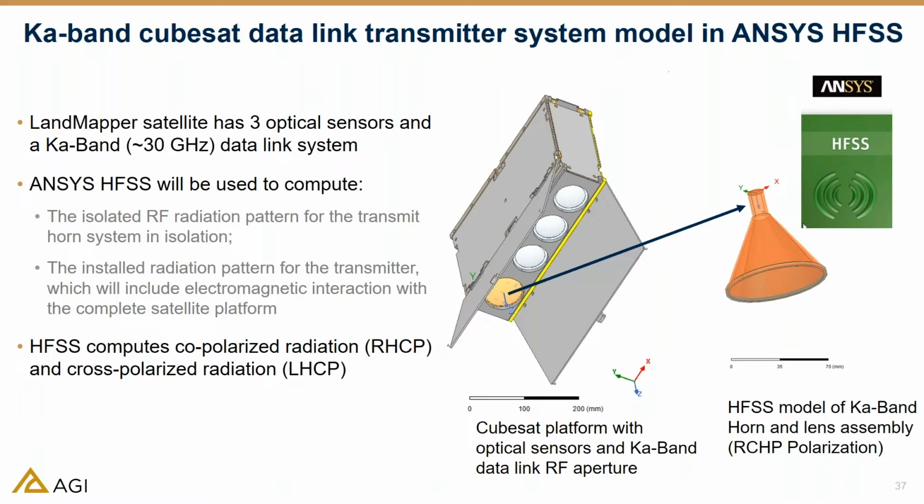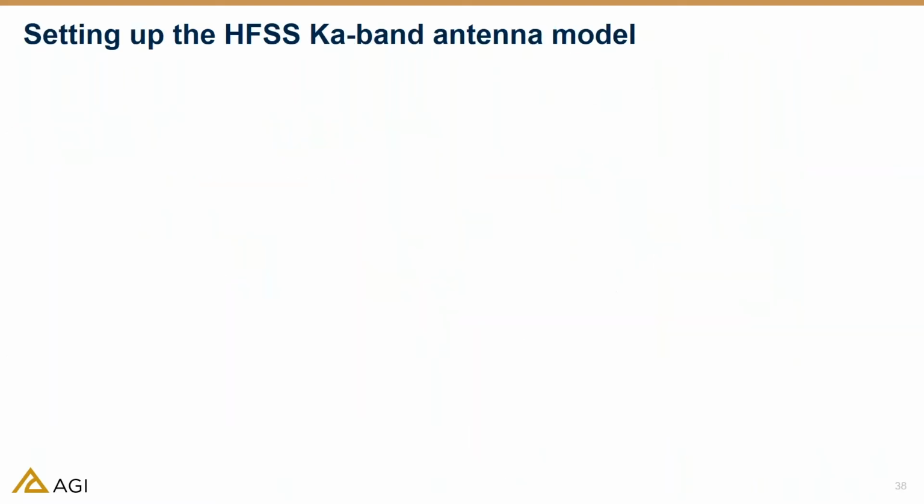Now, we'll use the installed performance data from this simulation in the overall satellite mission simulation so that this realistic antenna radiation pattern is used in the overall telemetry link budget model employed in the STK software as the mission evolves. Our EM analysis will provide installed radiation patterns for both the copole radiation, that's right-hand circular polarization as defined from the transmitter point of view, and the cross polarization patterns, or the left-hand circular polarization.